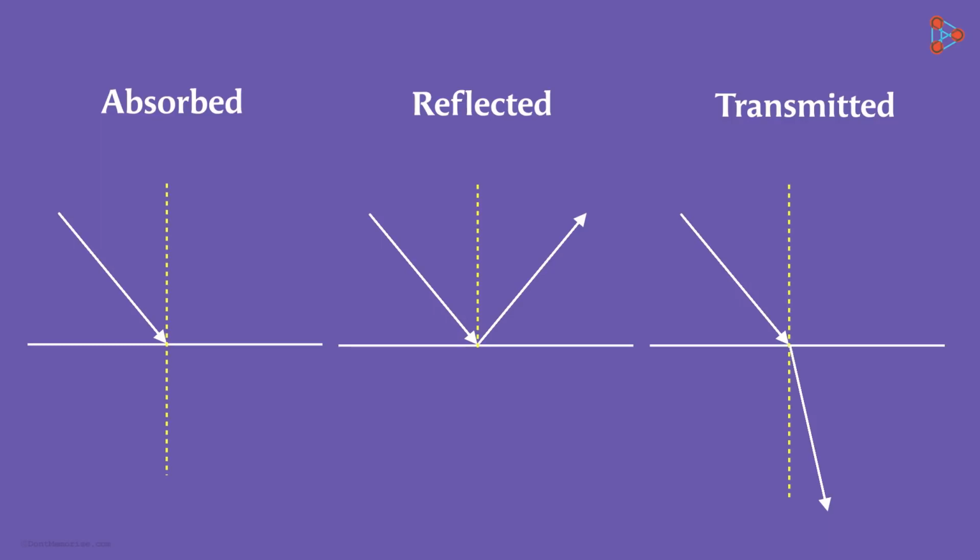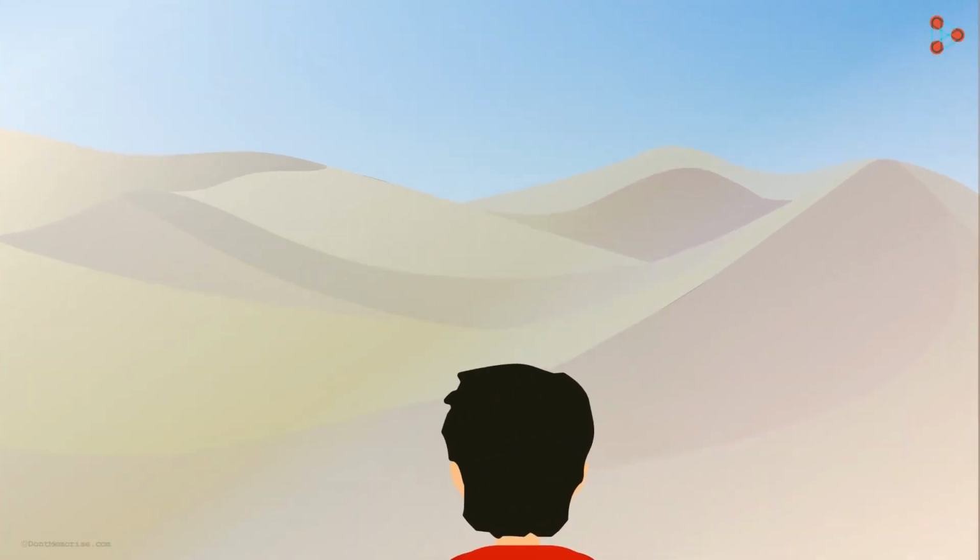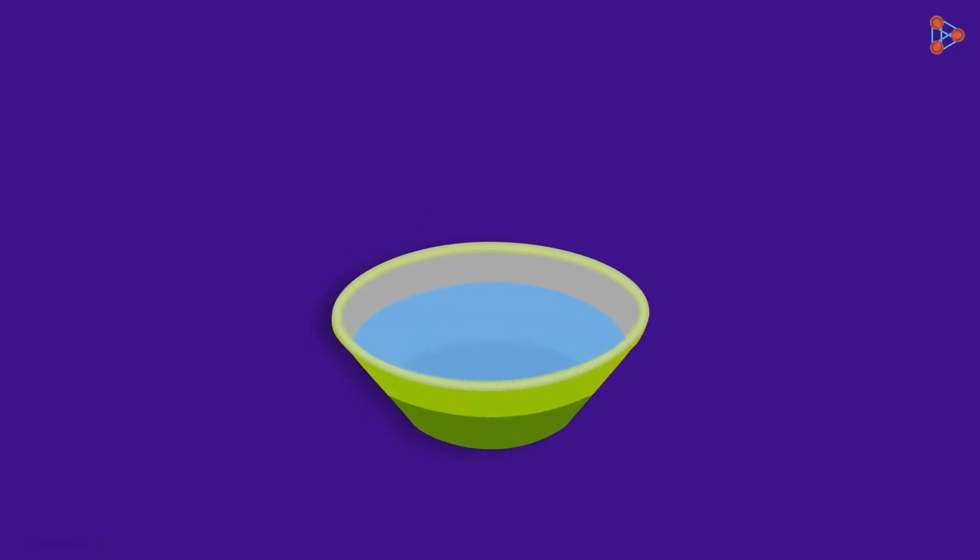Can you give me an example of the surface which transmits most of the light? The glass of the window transmits most of the light incident on it. This is why we are able to see the things on the other side of the glass. Another example that you can think of is water in a container.